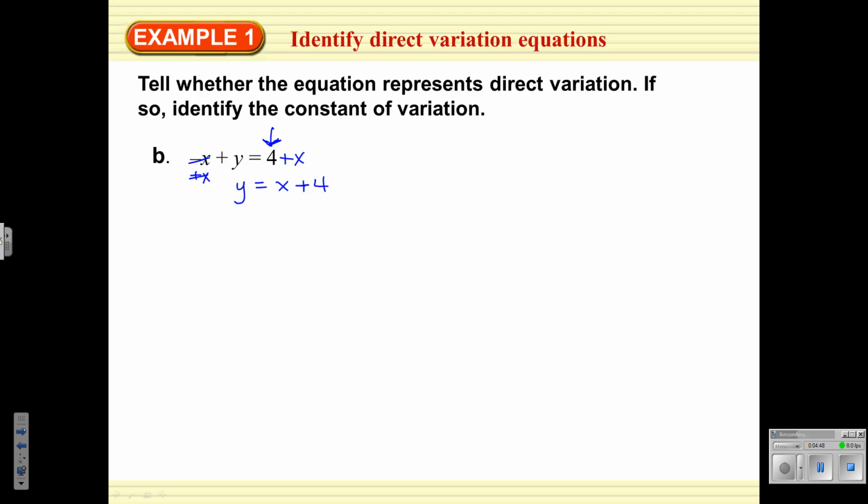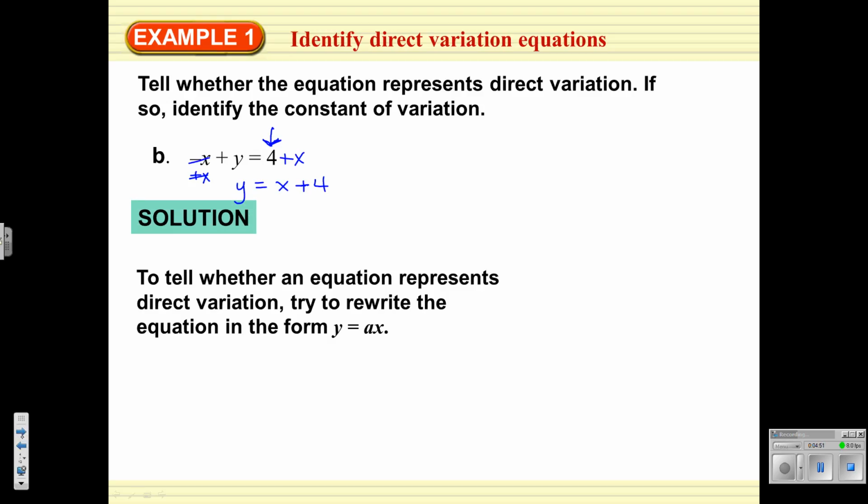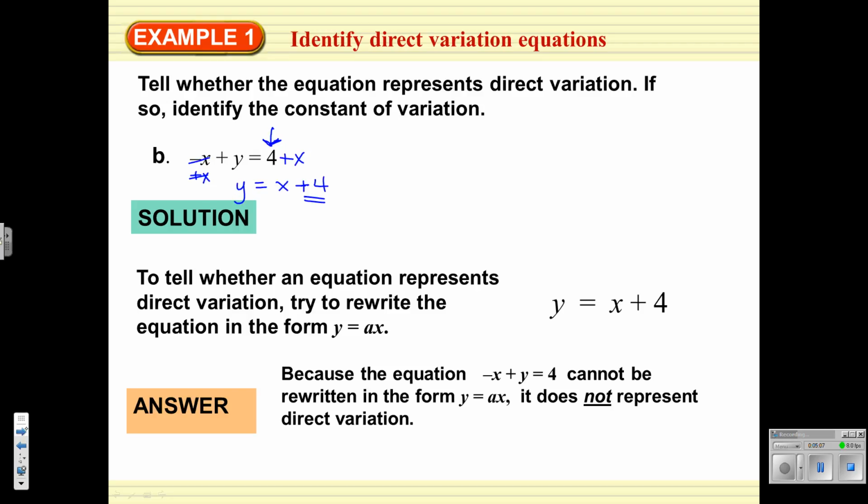Is it in the form y equals ax? We can look at it and say no, because our y-intercept is what? A positive 4. So is this graph going to start at the origin? It is not. Our y-intercept is something besides 0. So it does not represent a direct variation.